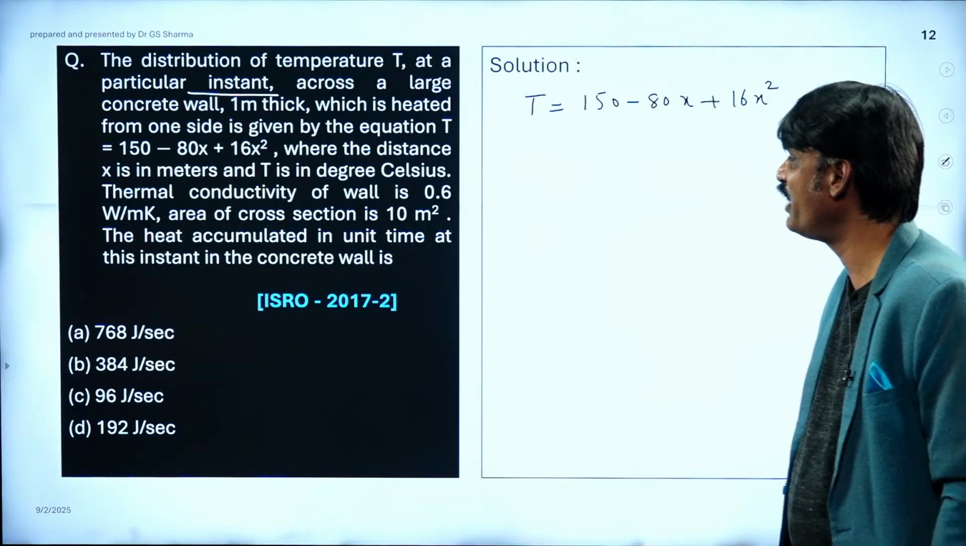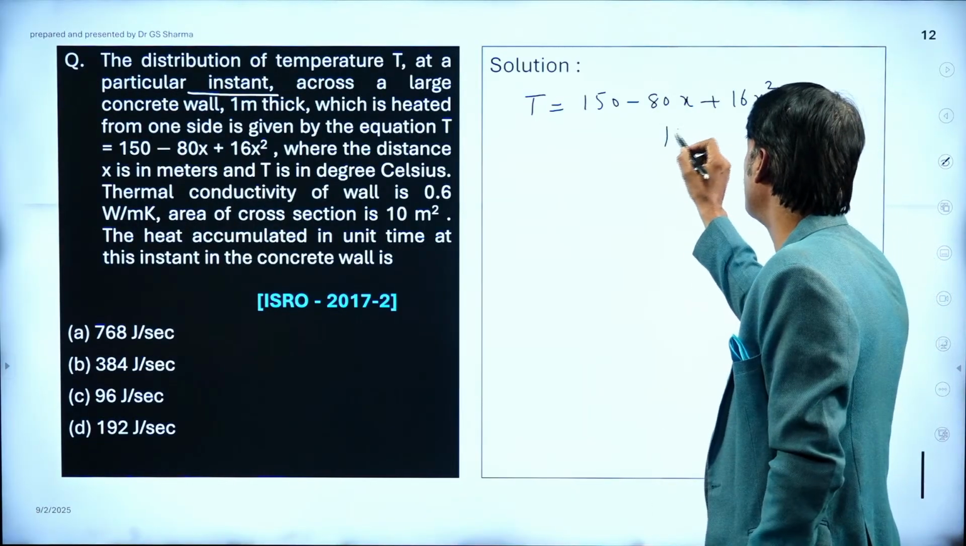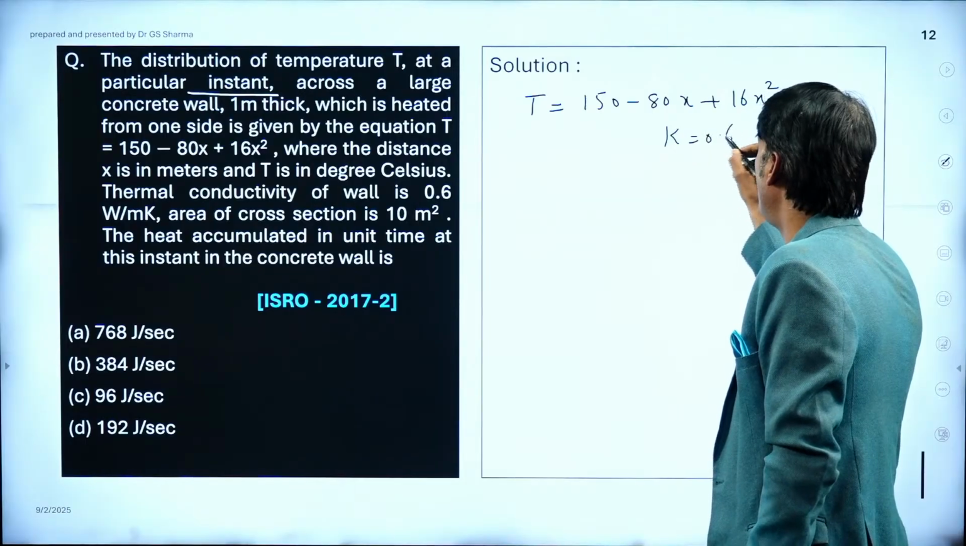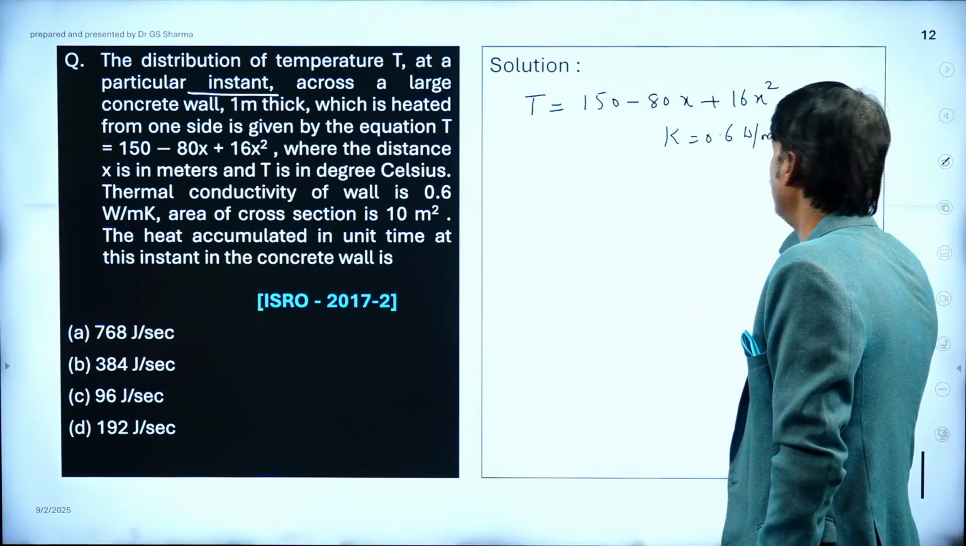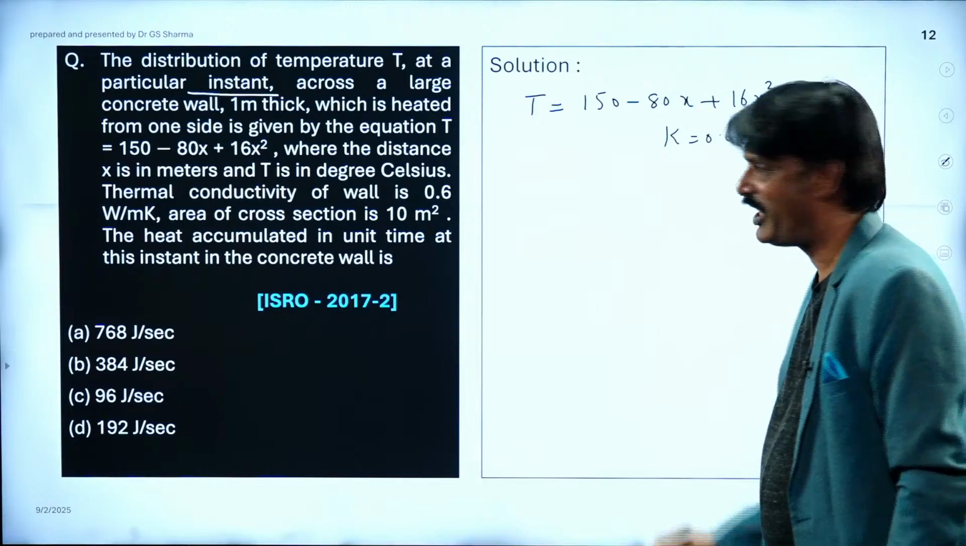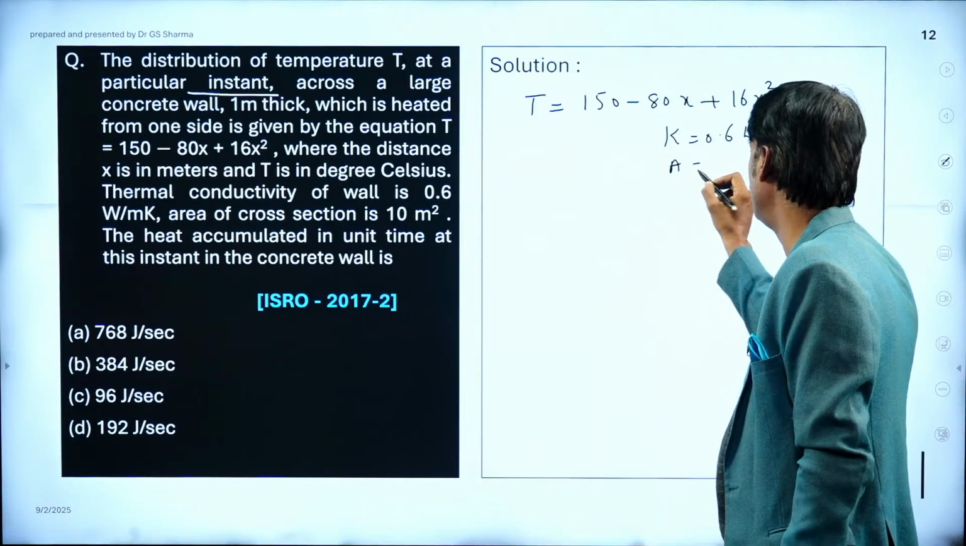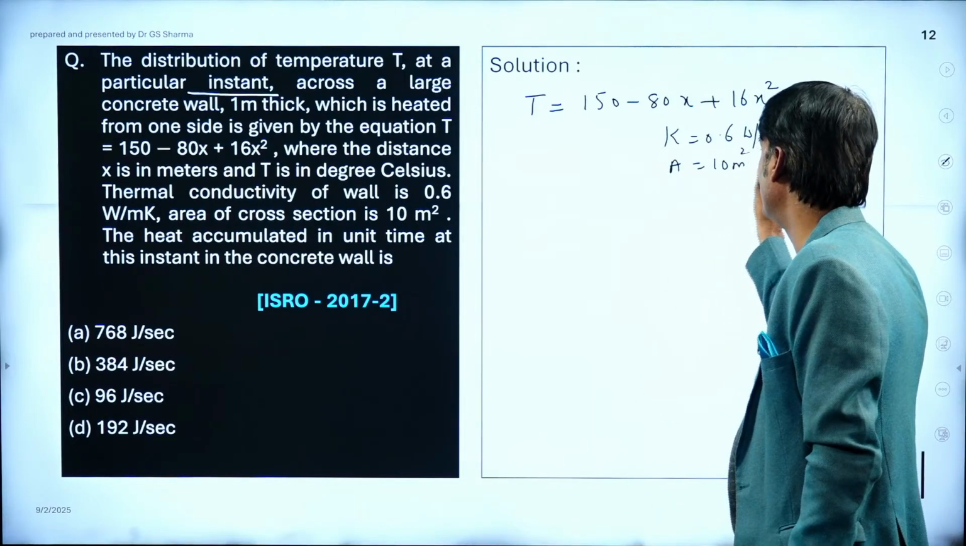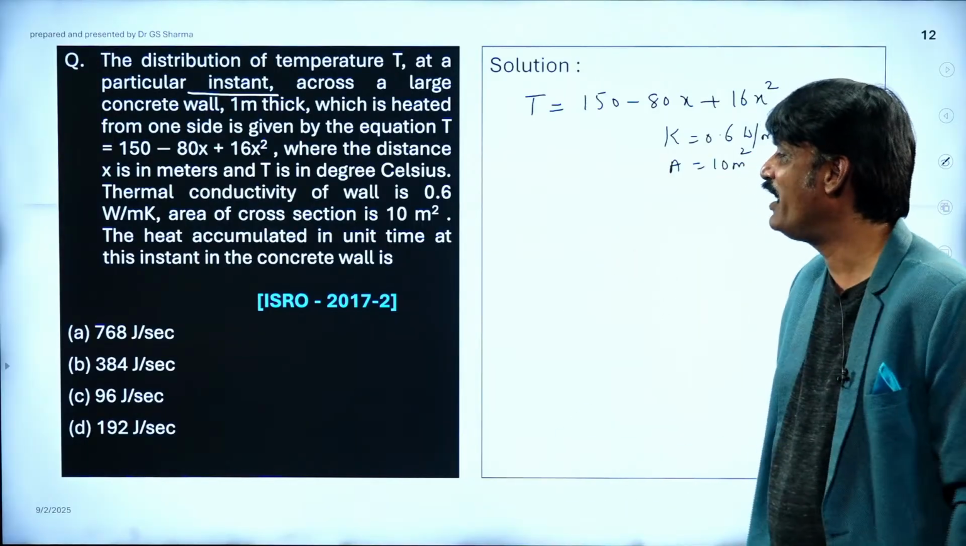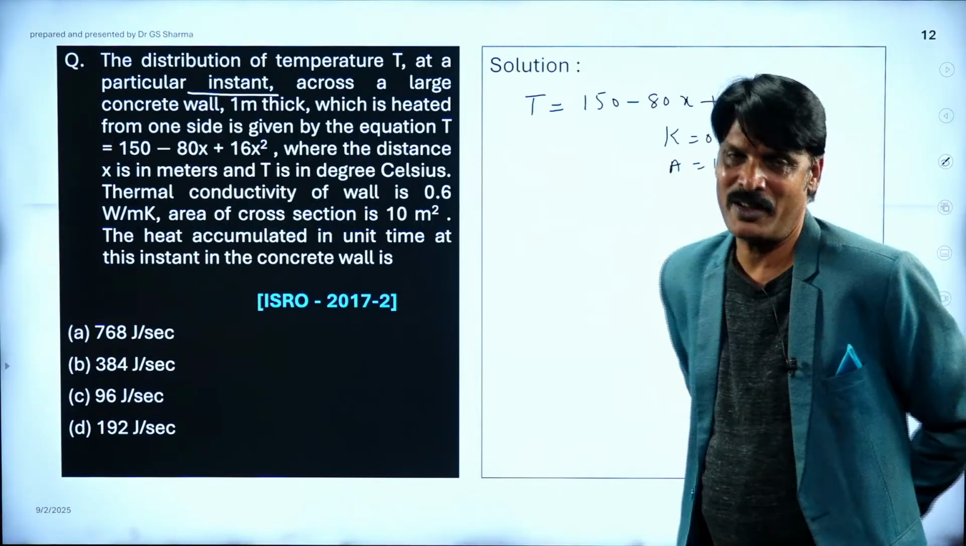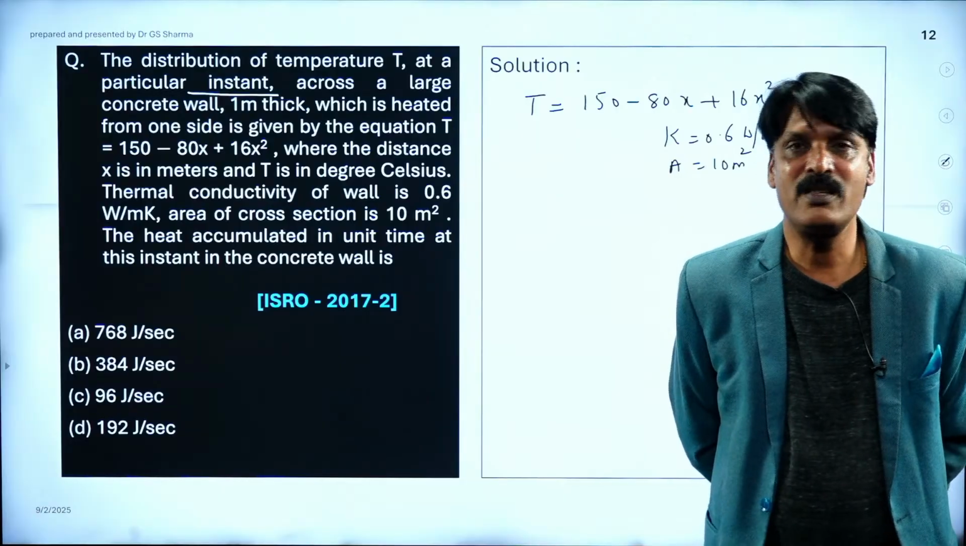Fine. Thermal conductivity of wall. He has given thermal conductivity of wall as 0.6 watt per meter Kelvin. Area of cross section A is given as 10 square meter. The heat accumulated per unit time at this instant in the concrete wall. You see, in steady state there is no accumulation.